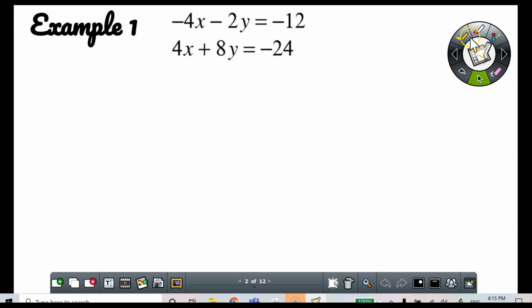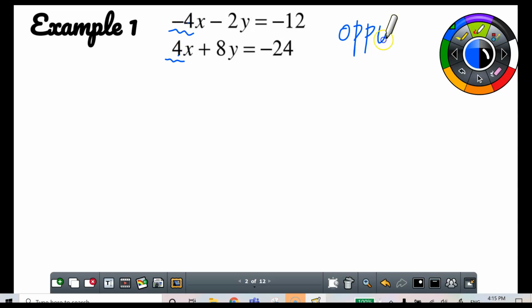First, observe the same numbers in front of the x this time, and then look at the sign of the number. Here is -4 and +4, so you have opposite signs. For opposite signs, you are going to add up the two equations. Why do I add them up? Because -4 plus 4 is 0. You eliminated that one variable, and you have only one variable left that you can solve.